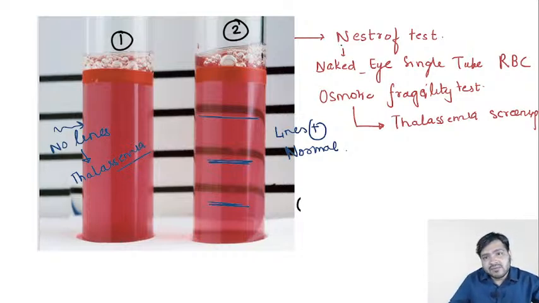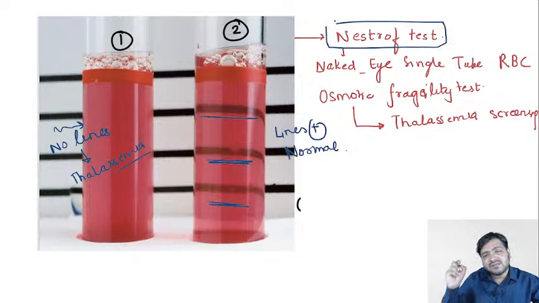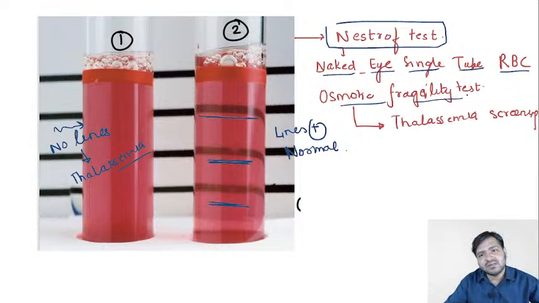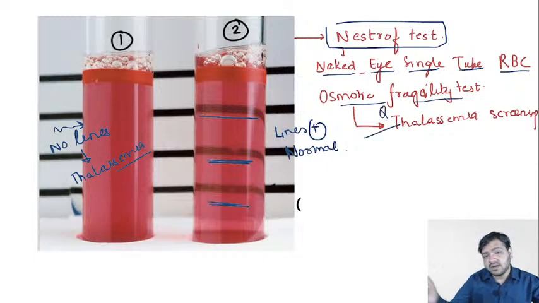So ये Nestrov test तो बच्चा पूछा गया है बार बार. That is, first you should know the full form, that it is the naked eye single tube RBC osmotic fragility test. और ये हम thalassemia की screening के लिए use करते हैं. That is just for the screening purpose, not for the diagnostic, guys. It's only for the screening purpose that we are using this particular test.